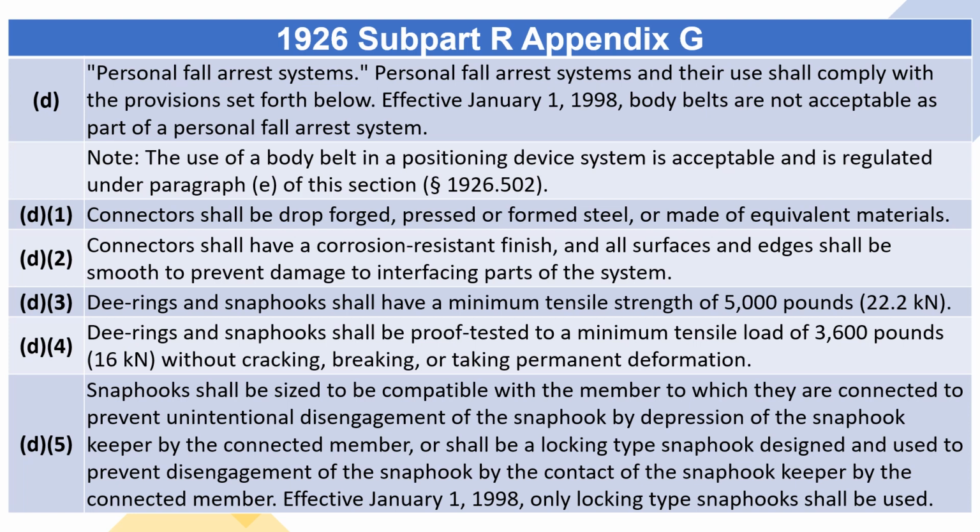D.5. Snap hooks shall be sized to be compatible with the member to which they are connected to prevent unintentional disengagement of the snap hook by depression of the snap hook keeper by the connected member, or shall be a locking type snap hook designed and used to prevent disengagement of the snap hook by the contact of the snap hook keeper by the connected member. Effective January 1, 1998, only locking type snap hooks shall be used.